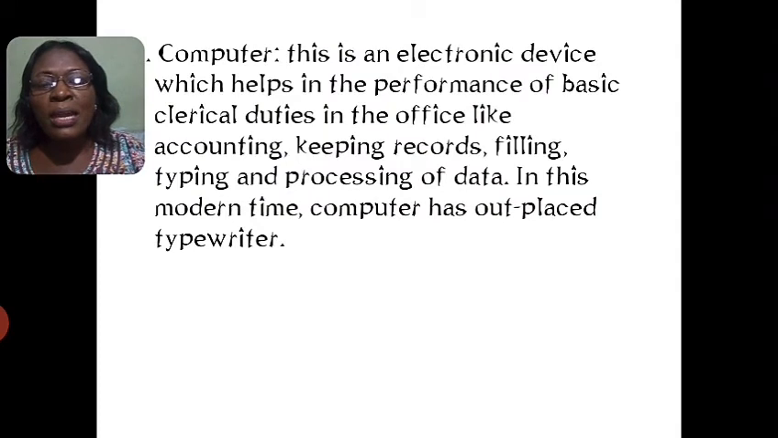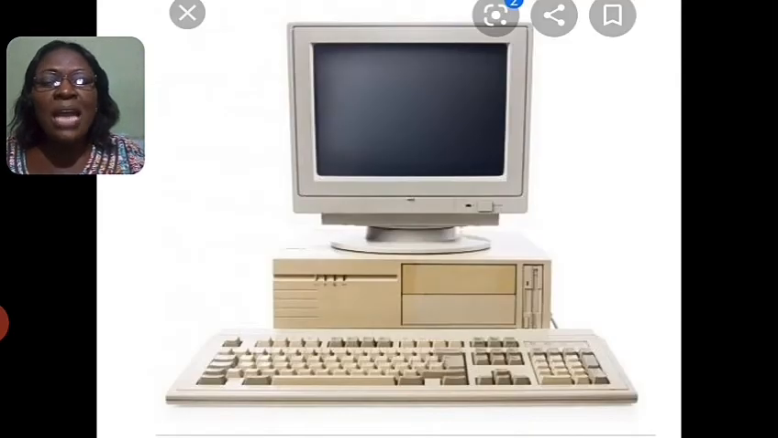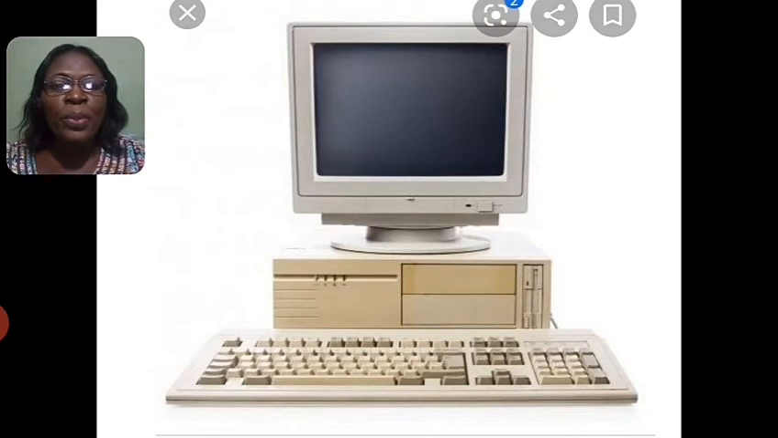Then another equipment is the computer. A computer is an electronic device which helps in the performance of basic clerical activities in the office. So these activities include accounting, keeping records, filing, typing and processing of data, that is information. In this modern time, you will notice that the computer has outplaced the typewriter. The picture you are seeing is a complete set of a computer.